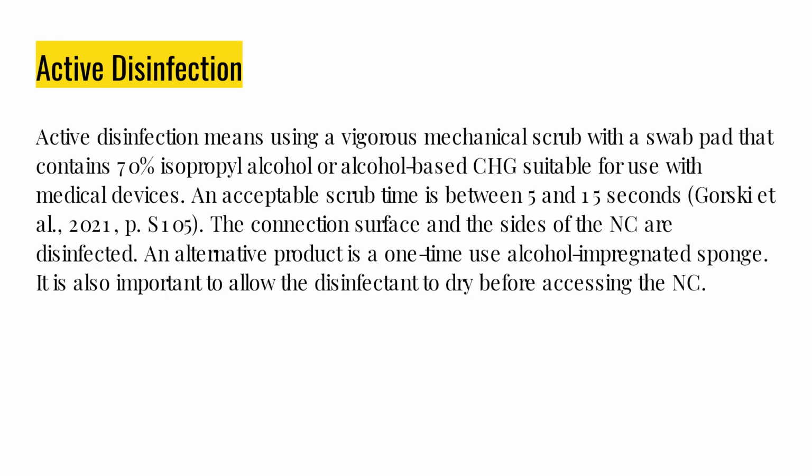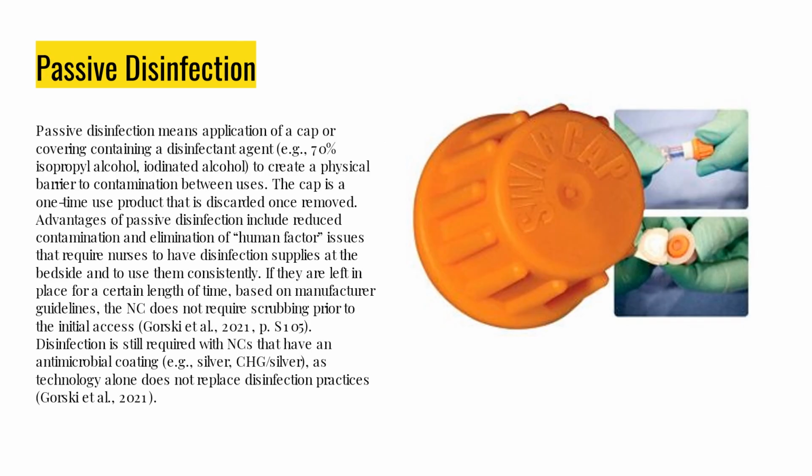So let's talk about them. So what is active disinfection? That means, and you've all seen it, it's a vigorous cleaning. So the nurse comes in and takes alcohol and rubs that site before she connects the IV to it. So that is your active disinfection. That is, we take an alcohol swab, rub the end like crazy, and then hook up our IV. You've all seen it. Now there's a passive disinfection.